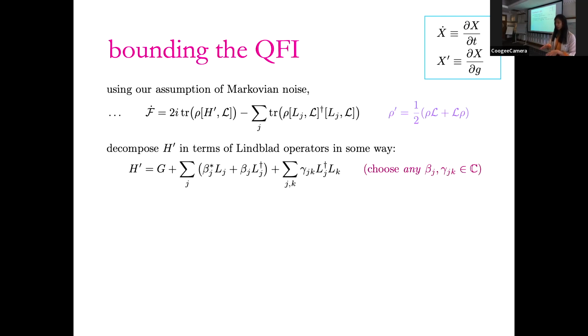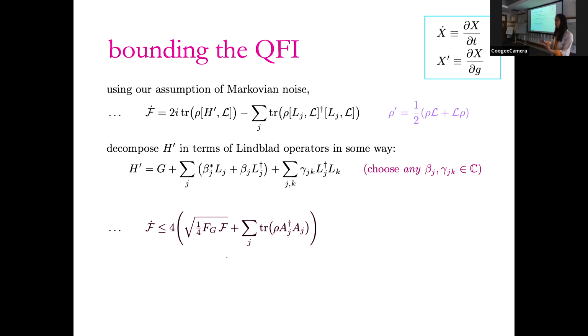So I want to emphasize here that we can consider any arbitrary decomposition at this point, because there's no restriction on what this operator G can be. In other words, you're free to choose any values for the coefficients beta and gamma that you'd like, and then you just take G to be whatever's still left over in h primed. We'll look at which distributions are actually useful later.